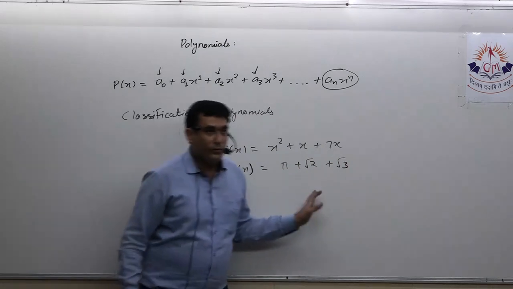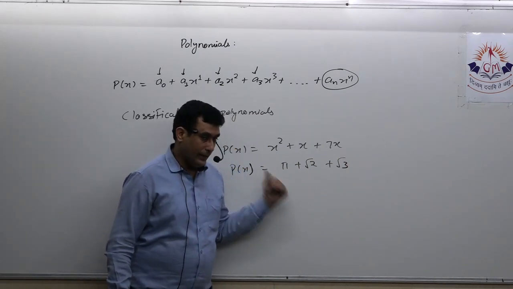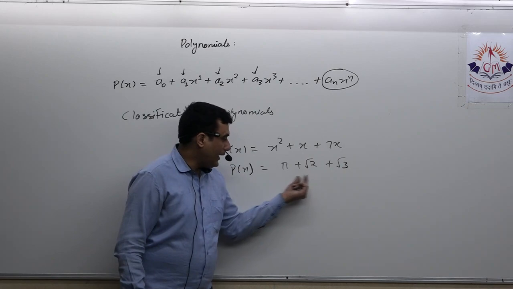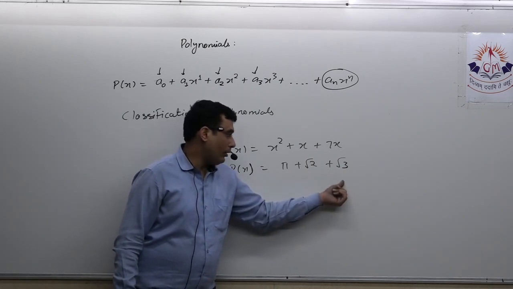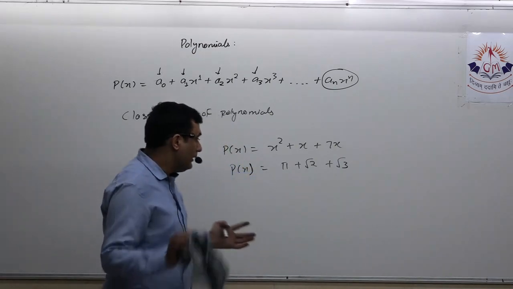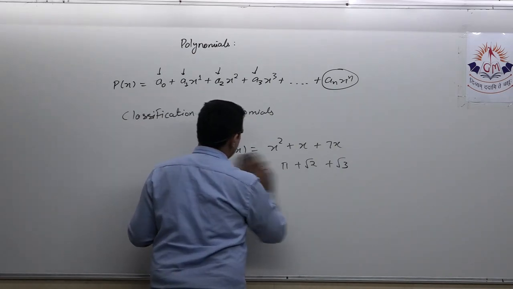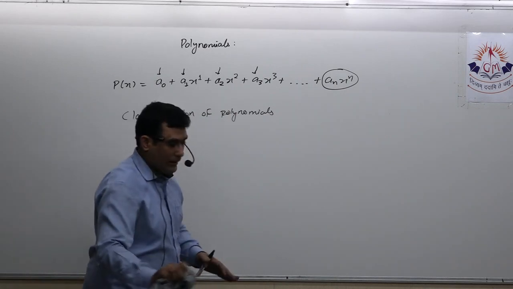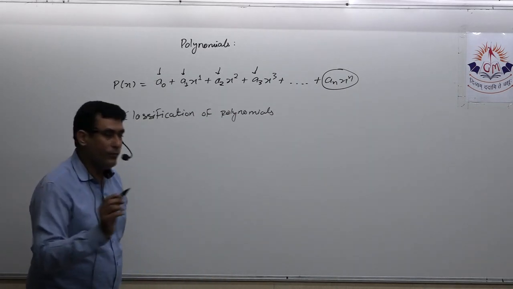Many of you say this is not even a polynomial. No, it is a polynomial, as well as it's a monomial. All three terms are real numbers. We can add them and we will get a single term. So it is a monomial. Okay, so on the classification, first we'll see on the basis of degree.